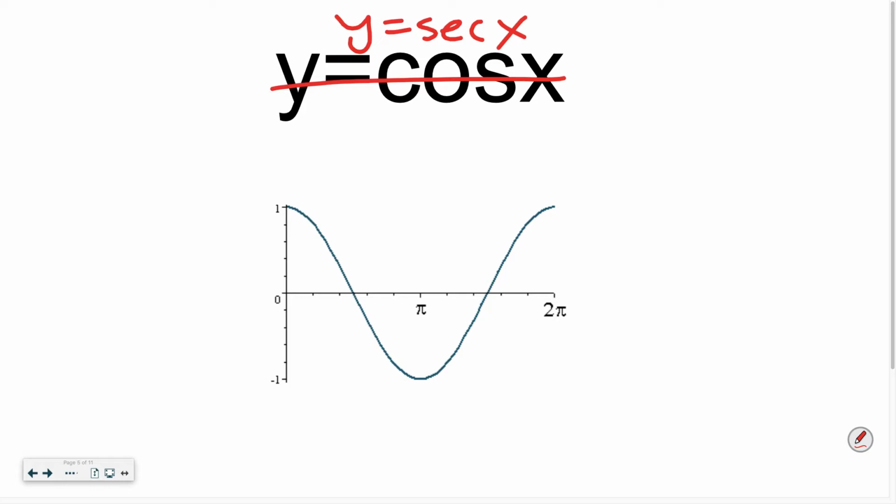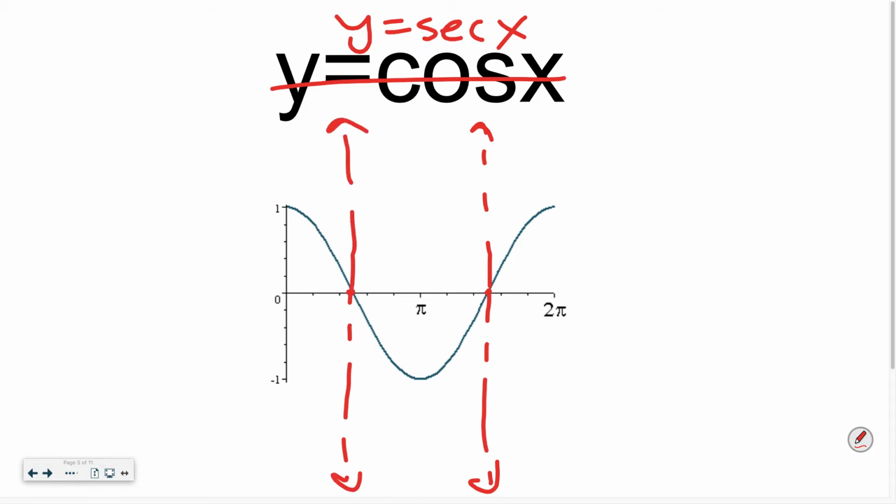So just like we did with our sine graph, we know that the reciprocal of 0 is undefined. So these places where cosine is 0, here at 3 pi over 2 and pi over 2, we are going to have asymptotes for our secant curve because that's where the cosine is 0. So we have asymptotes at x equals 3 pi over 2 and x equals pi over 2.